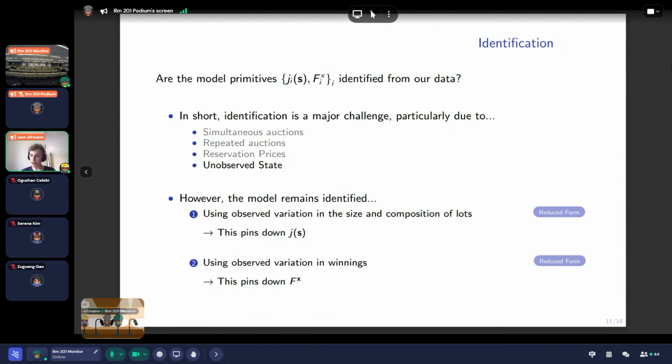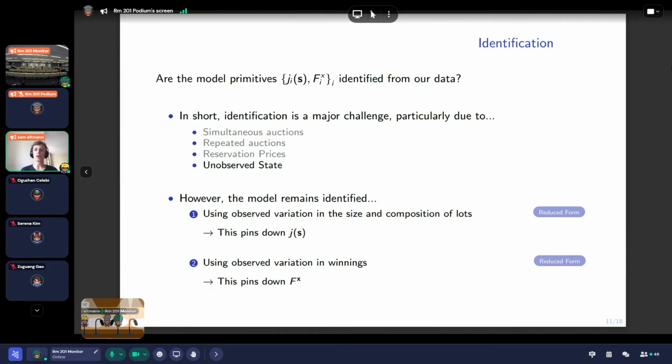I can use variation in the size and composition of lots that are auctioned to pin down this function J, in particular to pin down my storage costs. I look to see how a food bank bids when there's one load of cornflakes available. They always place a bid. I then look to see how they bid when there are 10 loads of cornflakes available. But I see that they still only place one bid. This tells me that they don't want to win too many loads of cornflakes because perhaps they can't afford to store too many loads of cornflakes. So this just pins down my storage costs.